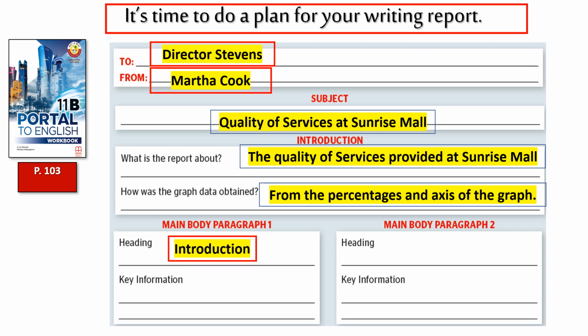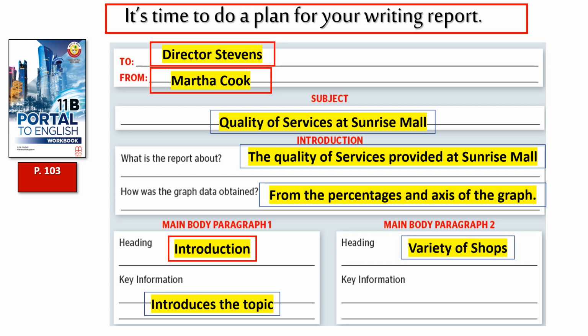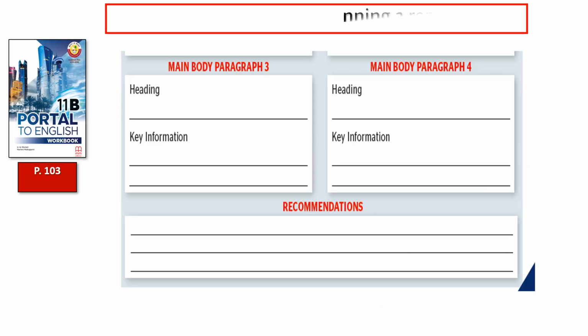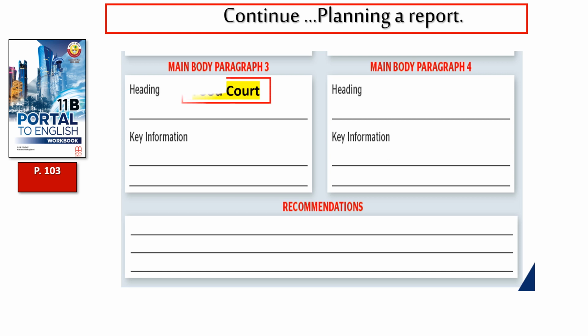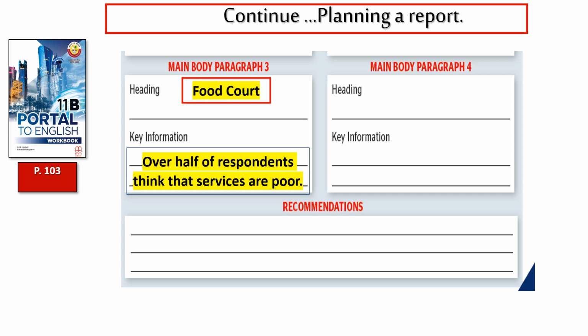Paragraph 1, we can suggest it to be the introduction, or it should be the introduction. The key words introduce the topic. Paragraph 2, variety of shops. Key information can be the quality of services. The main body of paragraph 3 can be food court, and the main key information overall: over half of respondents think that services are poor.